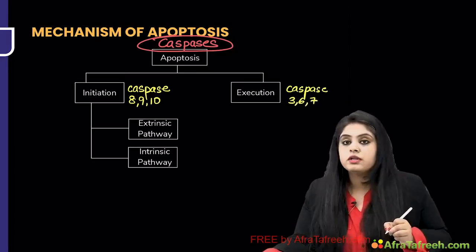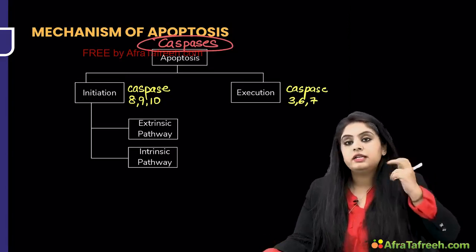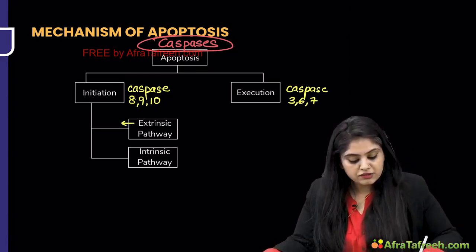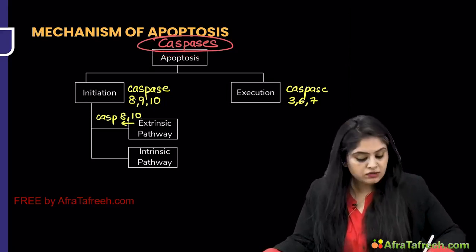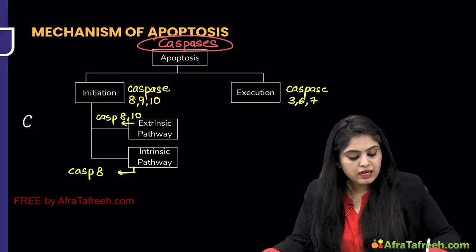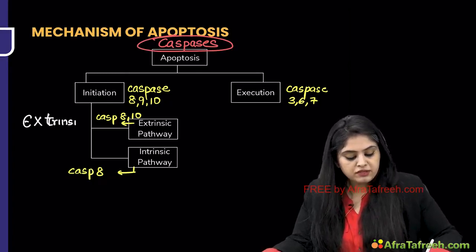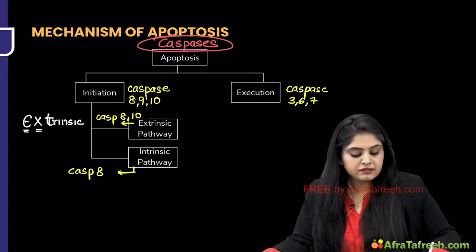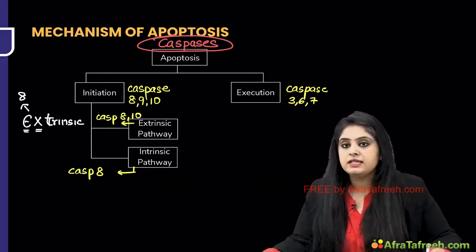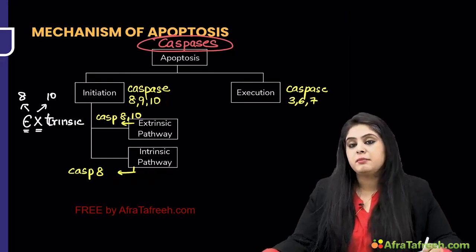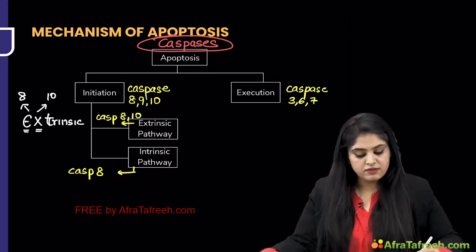And how am I going to learn it? Now listen further. For initiation, 8, 9 and 10 is in order. Out of them, in the extrinsic pathway, we have caspase 8 and 10, and in the intrinsic pathway, we have caspase 9. How do we learn it? The way you write extrinsic, how do you write it? E and X. So E will remind you of 8 and X looks like a 10. So 8 and 10.